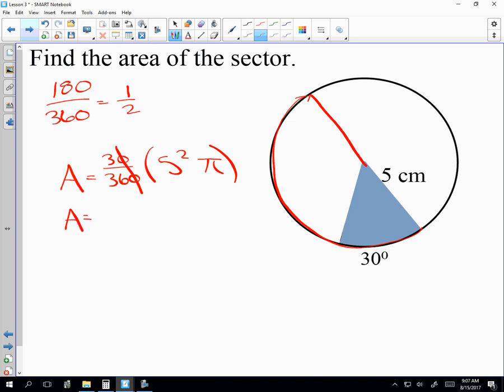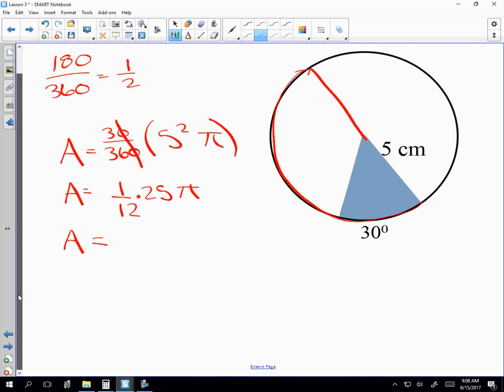Okay, 30 over 360 is 3 over 36, which is 1 over 12. 5 squared is 25, not 52. Let's actually write that correctly here. 25 pi. Okay, so we're almost done here, and what we want to do with these answers is, unless we're told to round and find an estimated value, we want to leave these values exact.